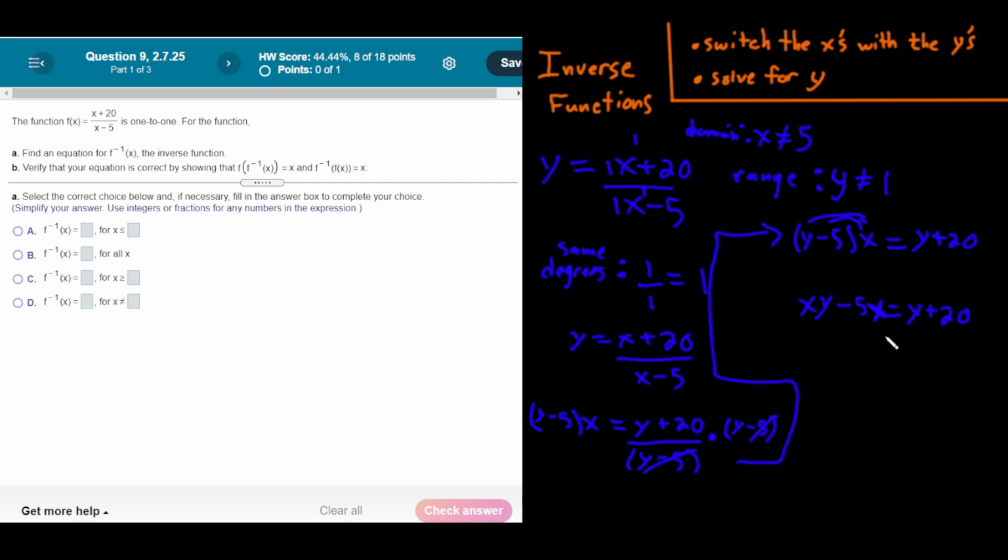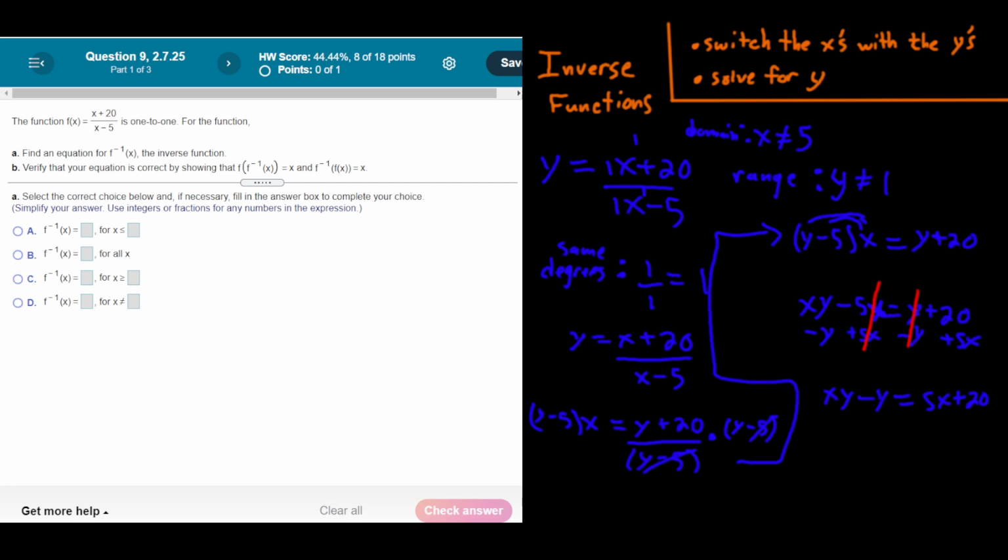Now what? We got to get the y's over to one side. And if it doesn't have a y, bring it to the other side. So if it has a y, I'm going to bring it to the left. If it doesn't have a y, I'm going to leave it to the right or bring it to the right. So let's bring this y that's over here over to the left by subtracting it. And this negative 5x doesn't have a y, so let's add it to both sides so we can get rid of that. You're going to see those cancel, these cancel. So we have xy minus y is equal to 5x plus 20.